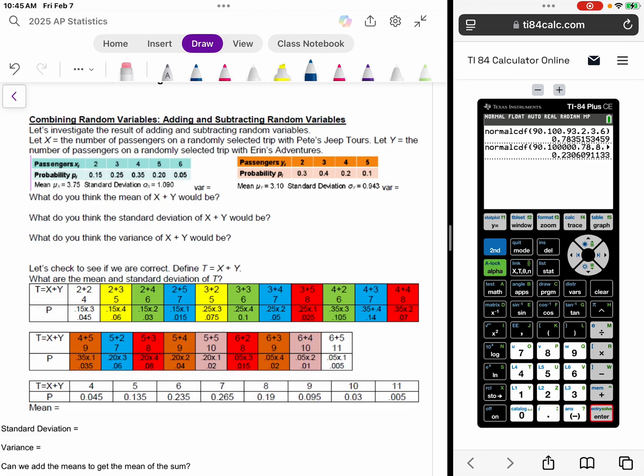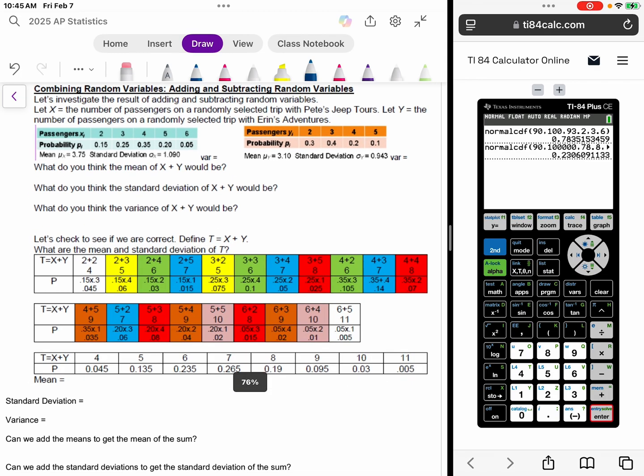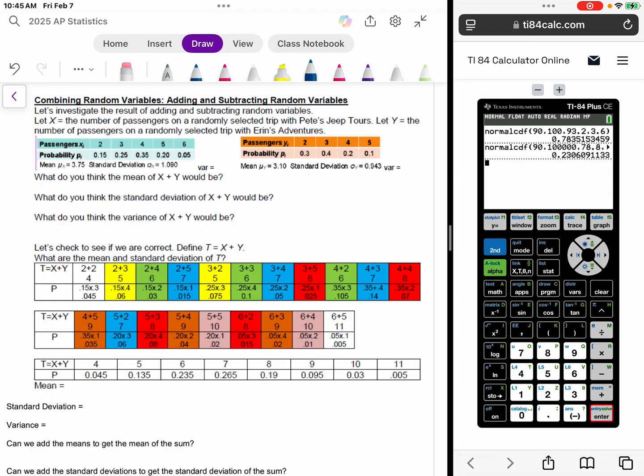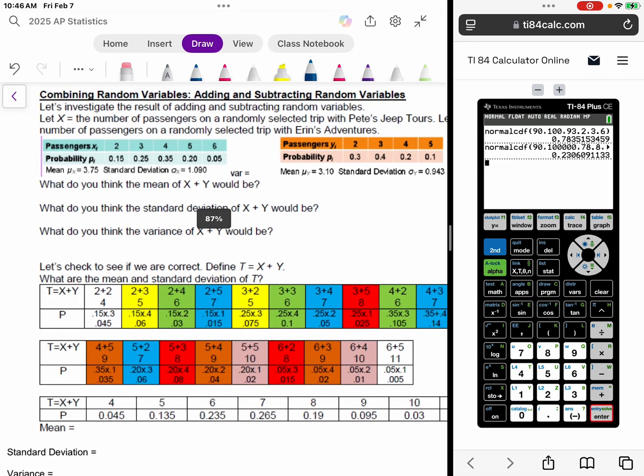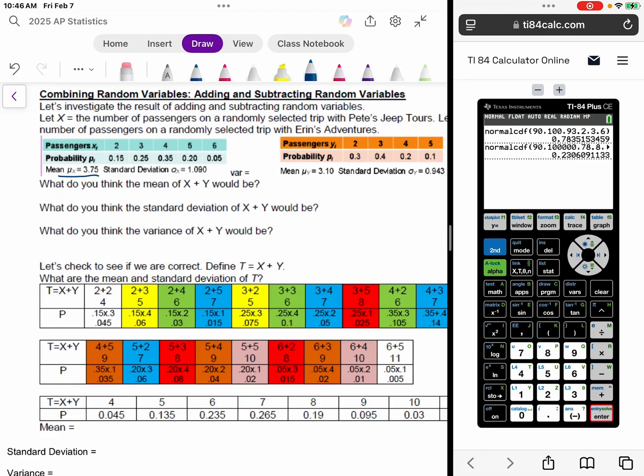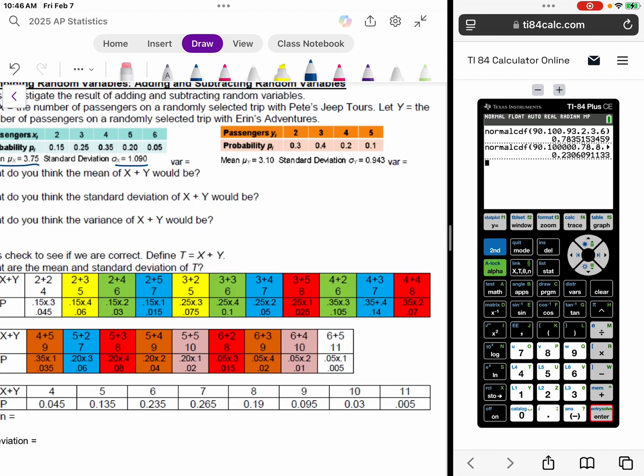But there's also an Aaron in the picture. So as we look at combining our random variables, adding and subtracting random variables, let's investigate the result of adding and subtracting random variables. Let X equal the number of passengers on a randomly selected trip with Pete's Jeep Tours, and Y the number of passengers on a randomly selected trip with Aaron's Adventures. We went ahead and gave you the mean and standard deviation for Pete's Jeep Tours, and the mean and the standard deviation for Aaron's.